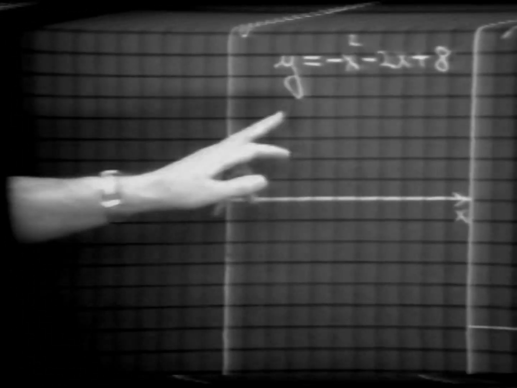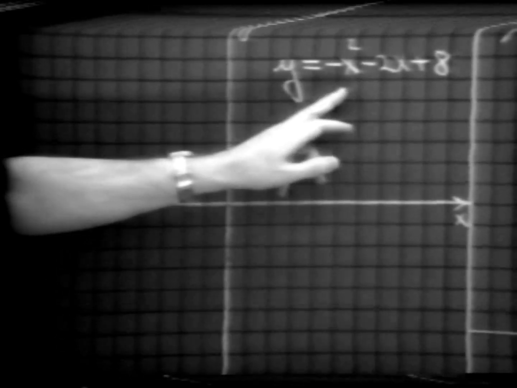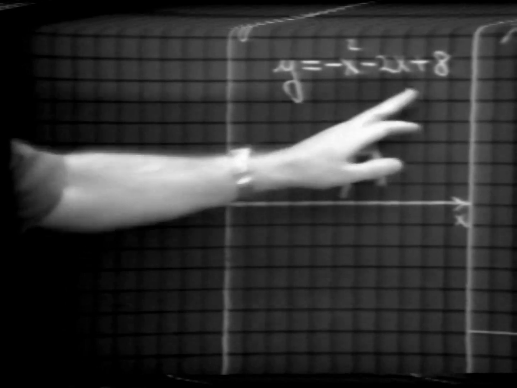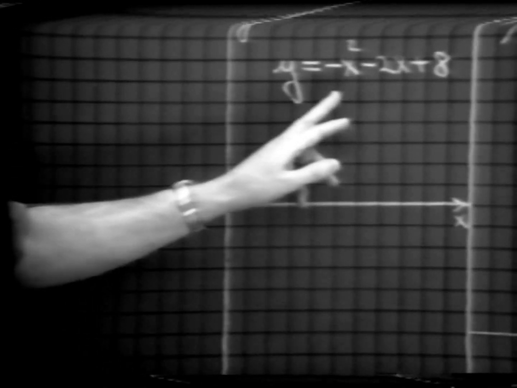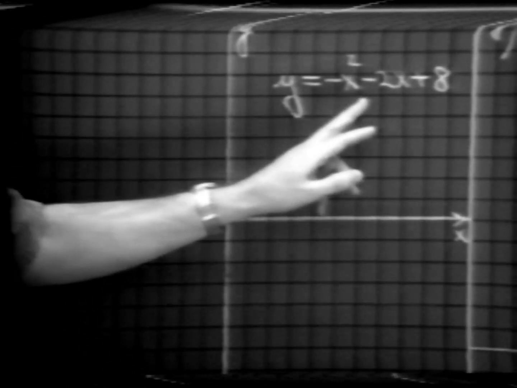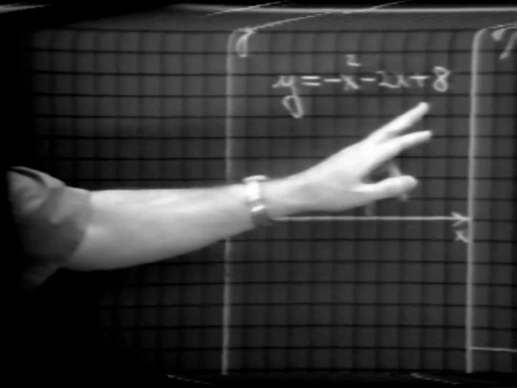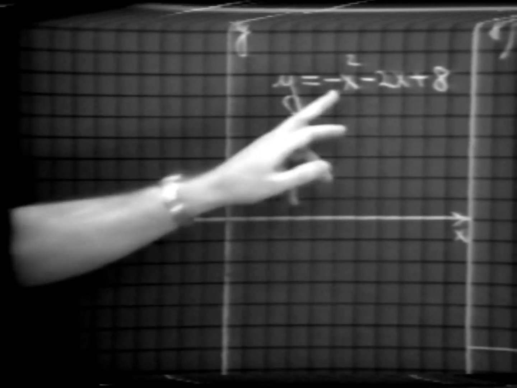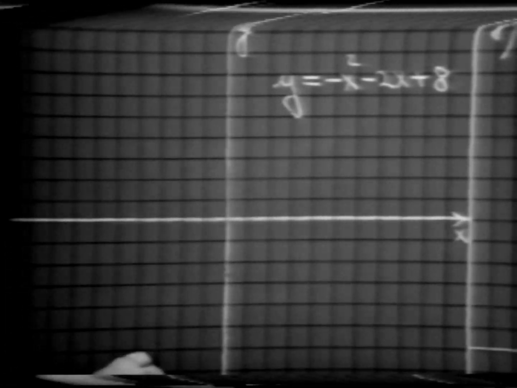Notice in this case we have y is equal to negative x squared, the opposite of x squared, minus 2x plus 8. Now what is the value for a? -1. What's b? -2. What's c? 8. Now because a is -1, is the graph going to open downward or upward? Downward. It's going to open downward.